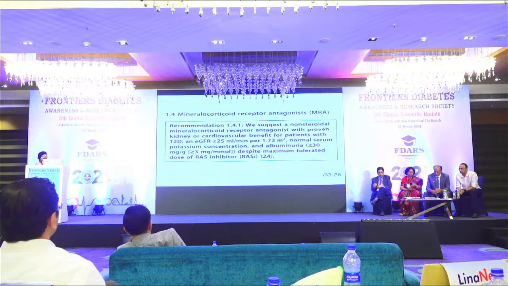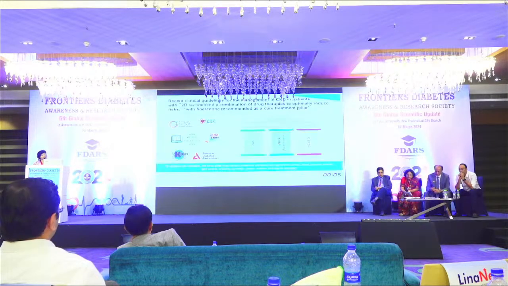Now, what are the guidelines? A quick look at the guidelines. This is KDIGO, which says that the level of recommendation is 2A. 2A stands for we suggest. A is very strong. So we suggest a non-steroidal MRA with a proven kidney cardiovascular benefit for patients with type 2 diabetes and eGFR of more than 25 mL, normal serum potassium concentration and albumin of more than 30 milligram per gram. What do the other guidelines say?